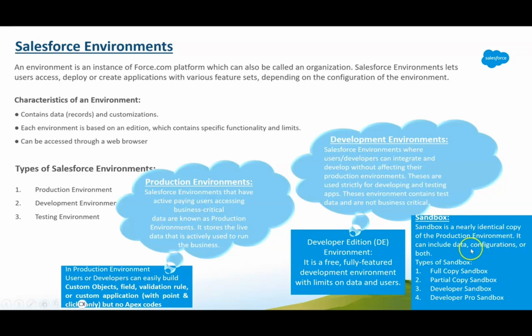It's identical to the production environment in that it has all the customizations from your production and also some amount of data, so that you can easily build within your sandbox and deploy and test your functionality or new feature within the sandbox. There are four types of sandboxes: full copy, partial copy, developer sandbox, and developer pro sandbox. You will come to know the differences and the storage limits in our next slide. When we talk about developer sandbox, it's a small isolated environment. It contains a copy of your production metadata only.